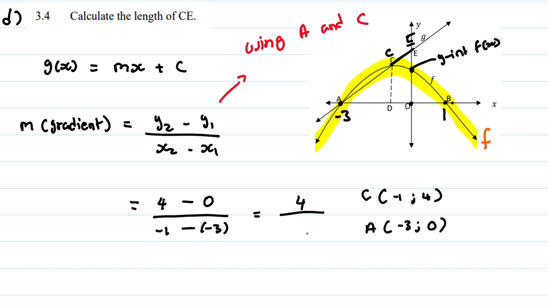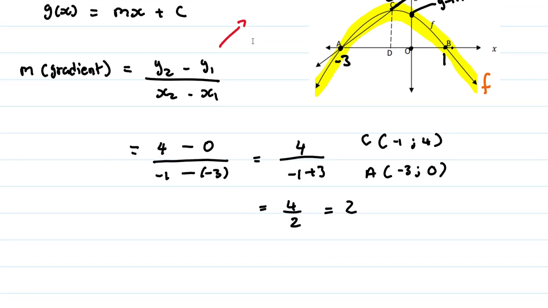So this gives us something like this. So we have 4 over -1 plus 3. So that gives us 4 over 2, and that gives us 2. So which means our gradient for this equation is 2. So we have g of x is equal to 2x plus c. So now we have to find the equation for this line. So we have to find the y-intercept of this graph.